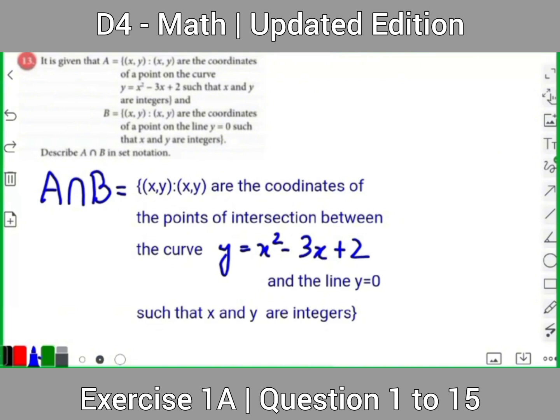Now for A intersection B, we have (x, y) such that (x, y) are the coordinates of the points of intersection between the curve y = x squared minus 3x plus 2 and the line y = 0 such that x and y are integers. So in both the sets, x and y are integers. So we have just taken that condition from both sets. In other words, this condition is common in both the sets. And now we have to find the elements which lie in the intersection of these two sets. So these are the coordinates of the points of intersection between the curve y = x squared minus 3x plus 2 and the line y = 0. So this is our A intersection B.